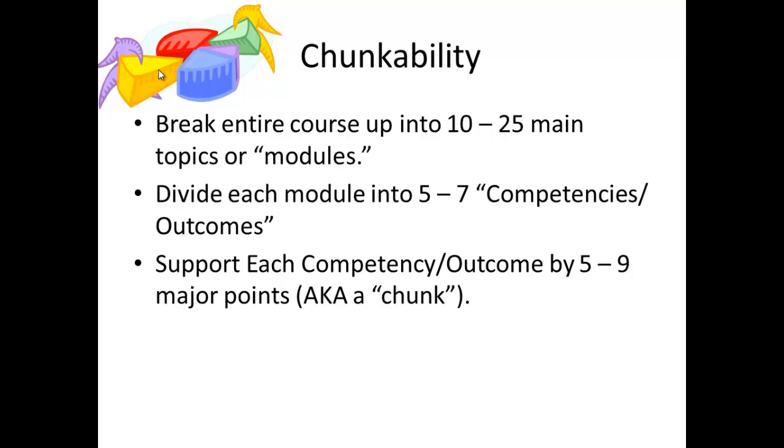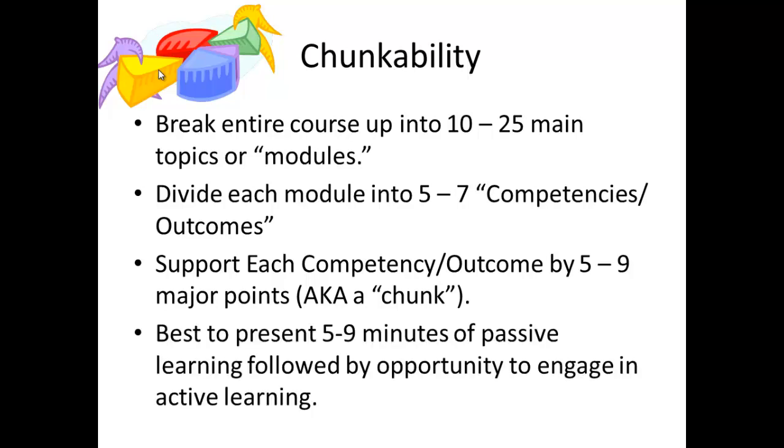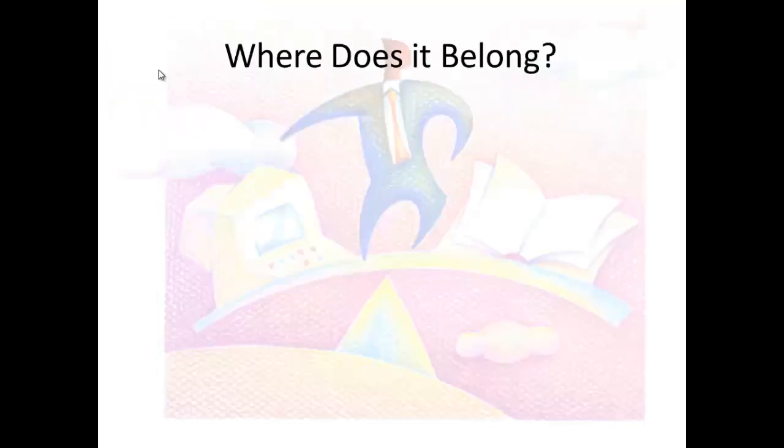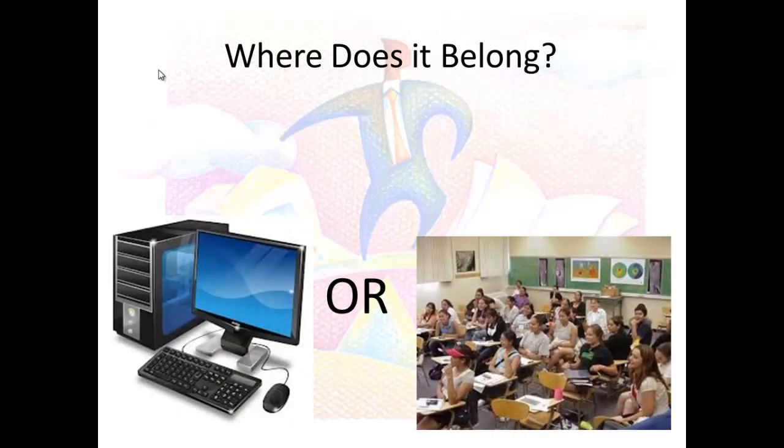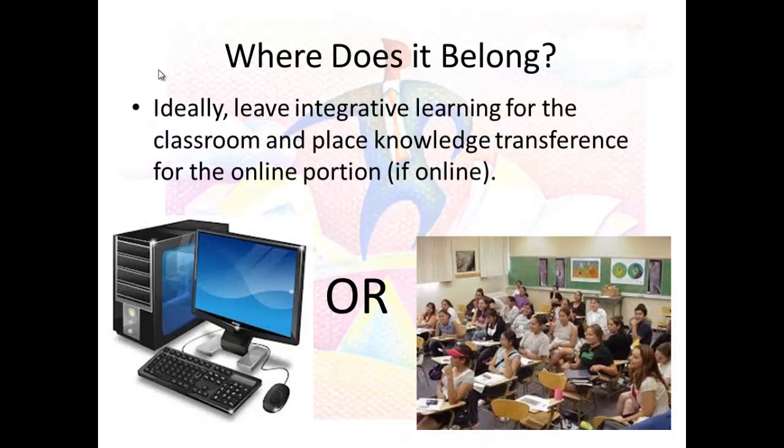Lessons are created around each chunk, and it is best to present information in 5 to 9 minutes of passive learning, followed up by some type of active, engaged learning opportunity. When trying to determine whether something should become an online learning activity or an in-class activity, consider whether it is a form of direct instruction or integrative learning. Basically, any transference of information can be done outside the classroom. Integrative learning is best left for in-class activities.